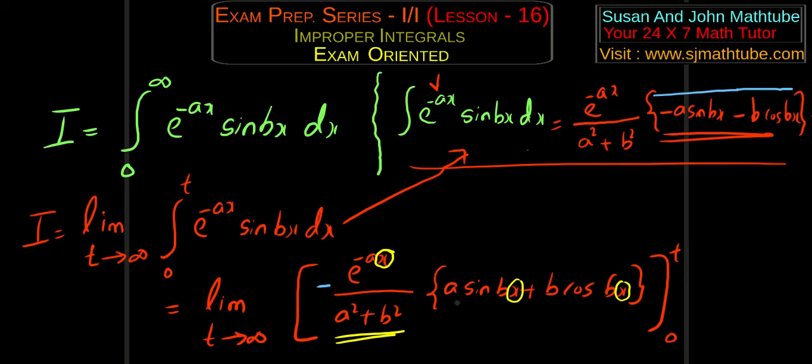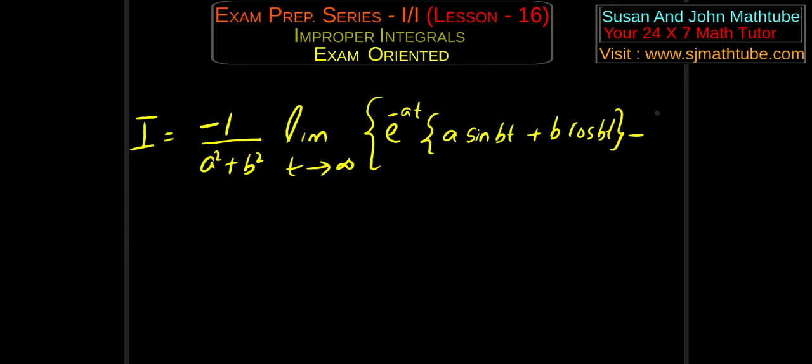So when you plug in this lower limit, this will be sin 0. Sin 0 is 0 and cos 0 is 1. So you end up with b. So all you get is 0 plus b. I'm going to write b. Okay, now time to apply the limits.